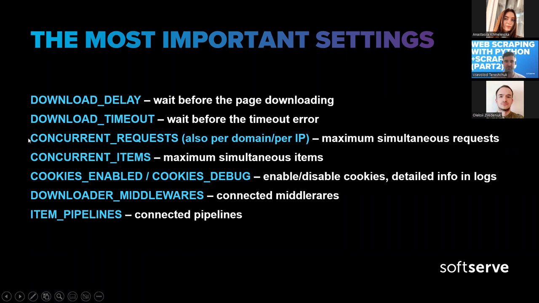It's obvious. If you have more concurrent requests, it means that more requests can be executed in parallel, simultaneously, and you will process much faster. And concurrent items mean how many items you can receive at once and process them. So more concurrent items, more speed, but you should not set these values to big values, because you can overload the site and get blocked. So the quite common value is around 16, 32, maybe things like that.